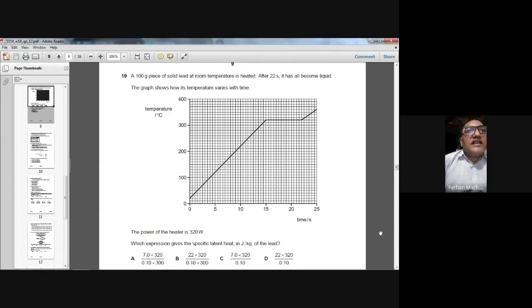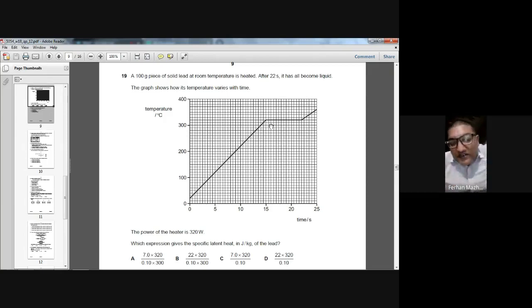Which expression gives the specific latent heat in joules per kg of the lead? You see here, a heating curve has been shown, and we need to find the specific latent heat. Specific latent heat is about when the state change is taking place, and on the heating curve, the state change is shown when the graph becomes flat. Here, from 15 seconds to 22 seconds, you can see the graph has become flat. So in these 7 seconds, the state was changing.